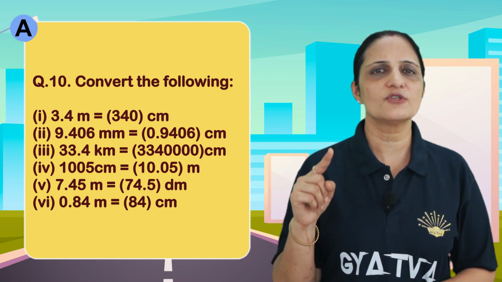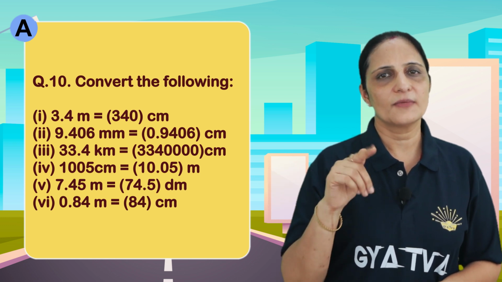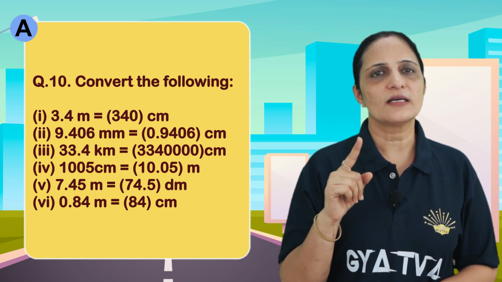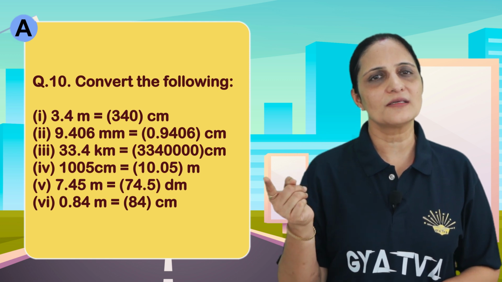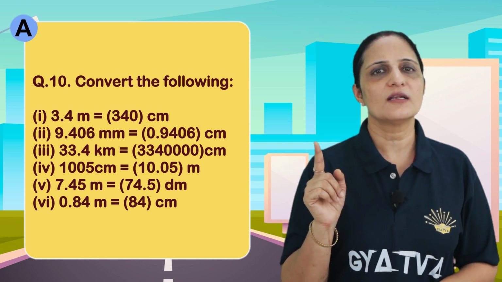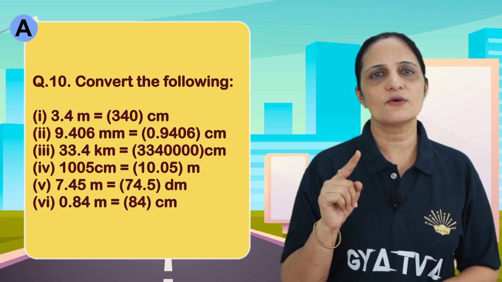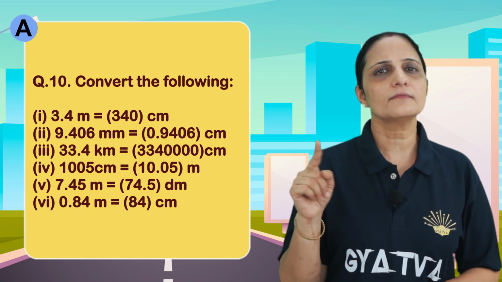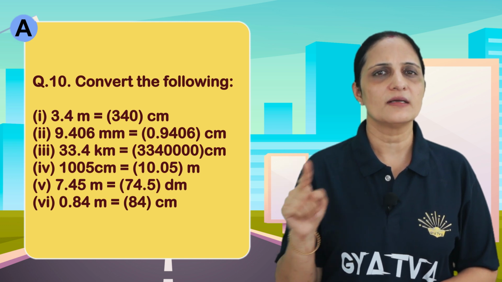Next is 9.406 millimeter to centimeter. Now you have to divide, because we have given the conversion units above. So accordingly you are going to use 33.4 kilometer to centimeter. 1 kilometer is 1000 meters and 1 meter 100 centimeters. So accordingly you will have those number of zeros. 1005 centimeters to meter. Now you are going from centimeter to meter, means from smaller to larger. So divide by 100. So that gives you 10.05 meter.